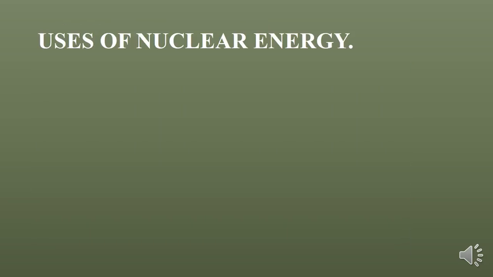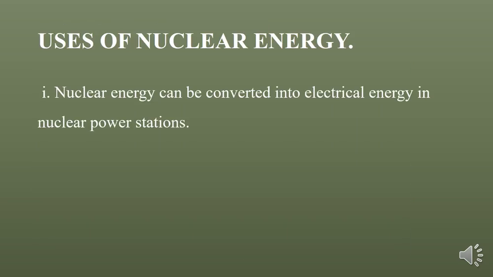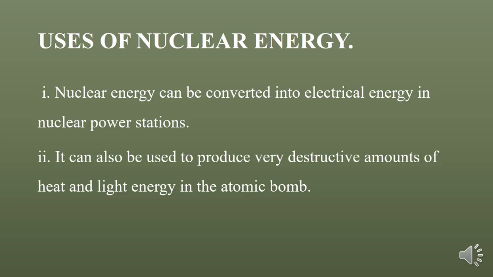Now let's look at some uses of nuclear energy. 1. Nuclear energy can be converted into electrical energy in nuclear power stations. 2. It can also be used to produce very destructive amounts of heat and light energy in the atomic bomb. That's really serious. If you look at how atomic bombs, such as those released in Hiroshima and Nagasaki in Japan, it tells you how dangerous nuclear energy can be.